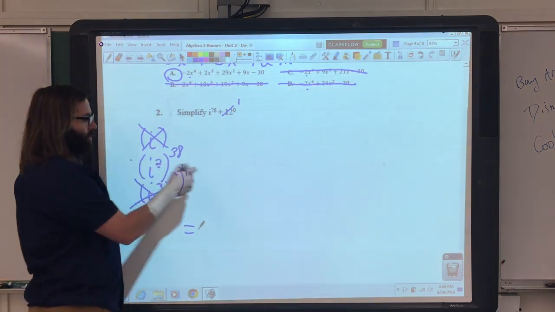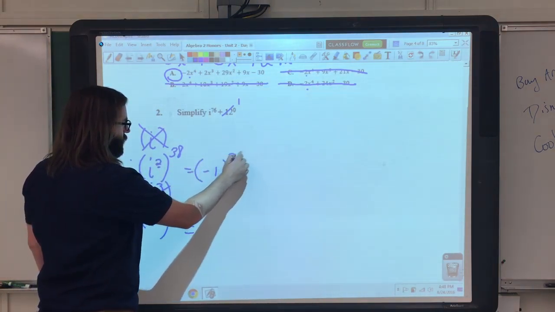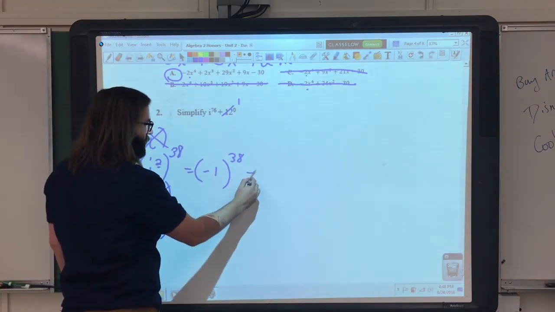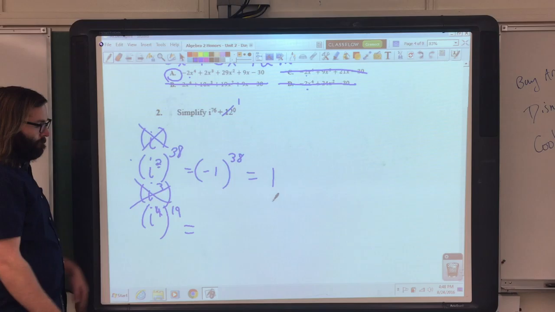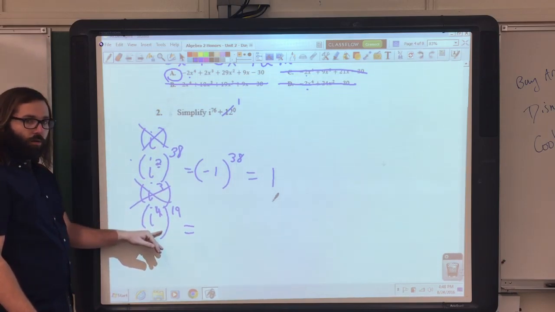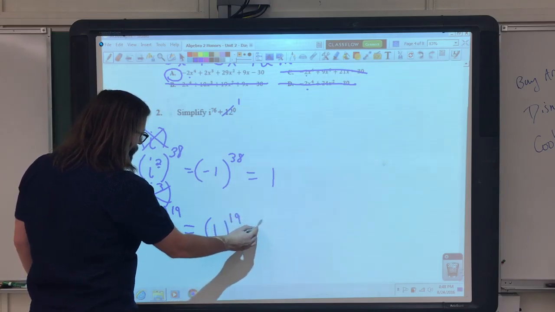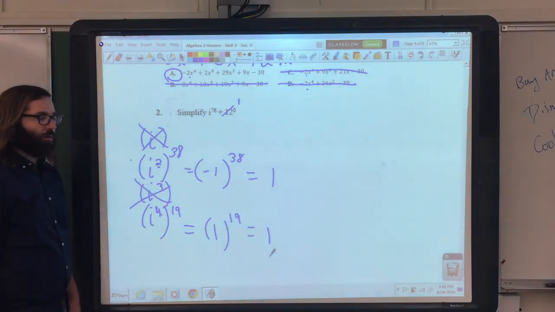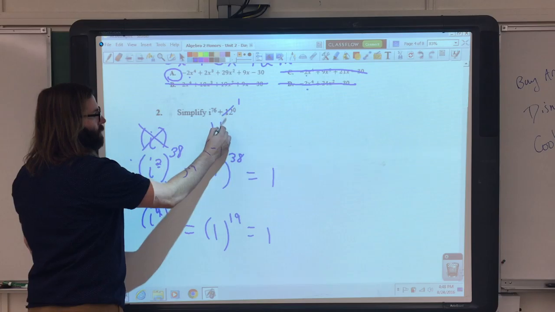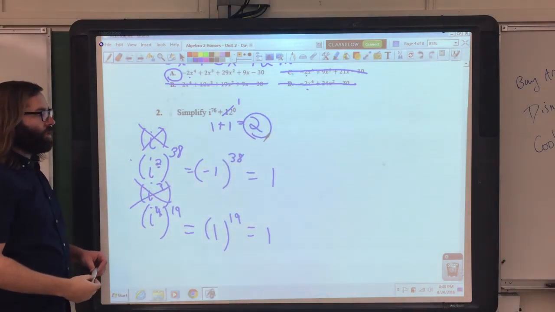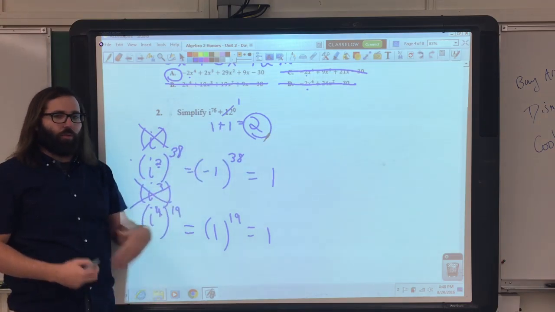So we go here, we know i squared is negative 1 to the 38th power. Anything to an even power turns out to be positive. Or, come down here, i to the 4th is 1 to the 19th power, and 1, that just equals 1. So when you simplify, it's really just 1 plus 1, which is 2.